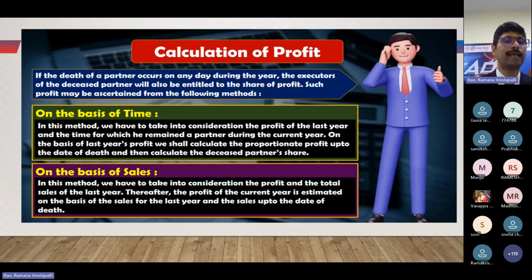So last year's sale is taken. Last year's profit is also taken. So based on this year's sale, this year's profit will be arrived at. And based on the sale up to the date of the death, the profit will be arrived at and it will be credited to the deceased partner's account.